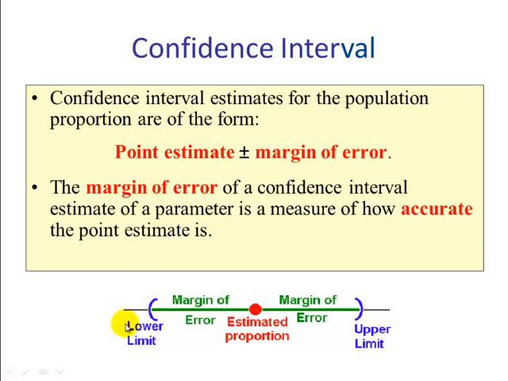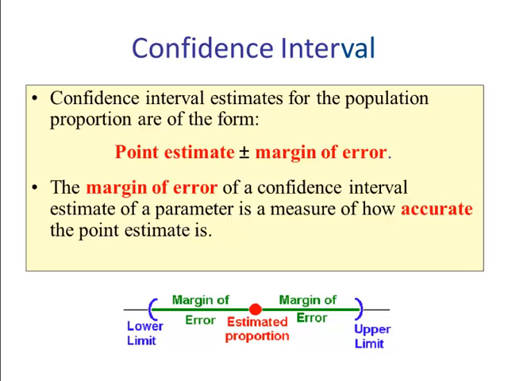So if we look at this visual, here's our point estimate. This is our best guess for the parameter, and it's always in the middle of our confidence interval. If we subtract the margin of error from the point estimate, we get our lower limit. If we add it, we get our upper limit.